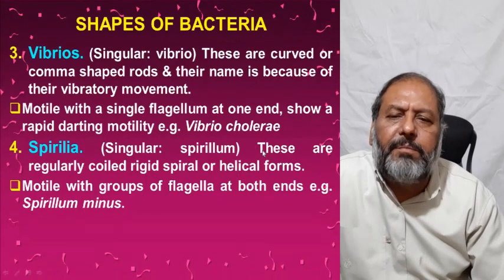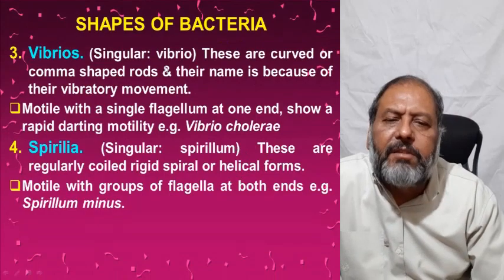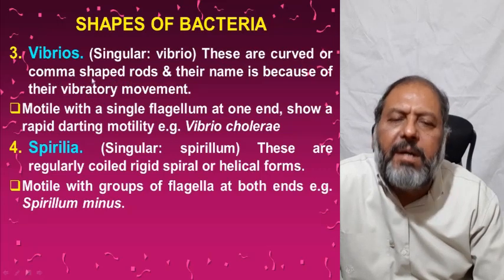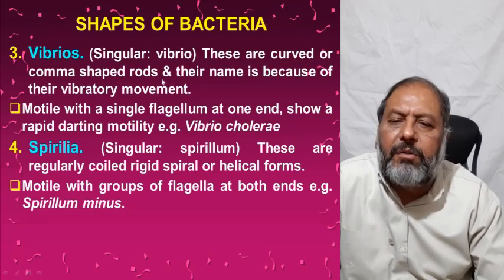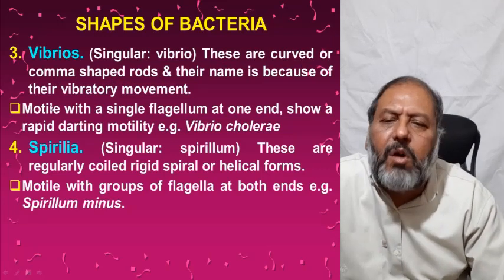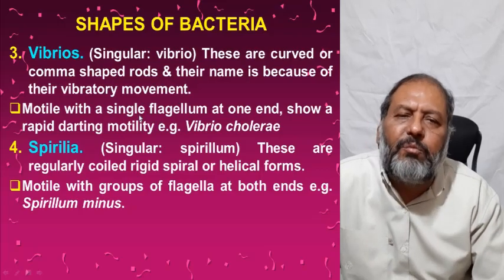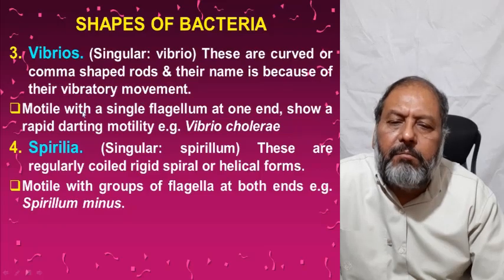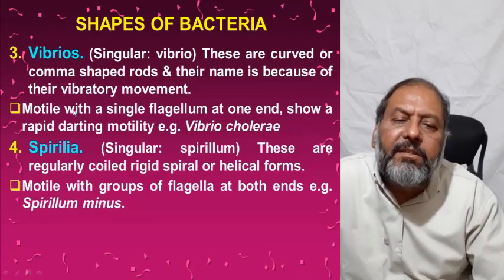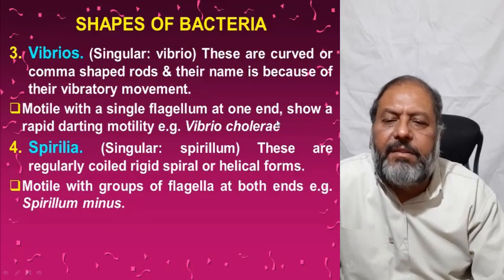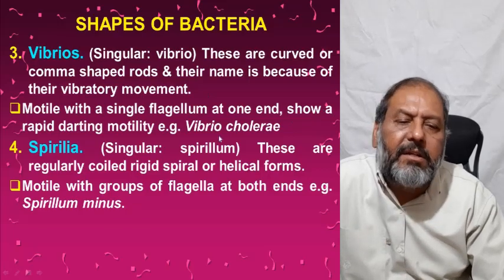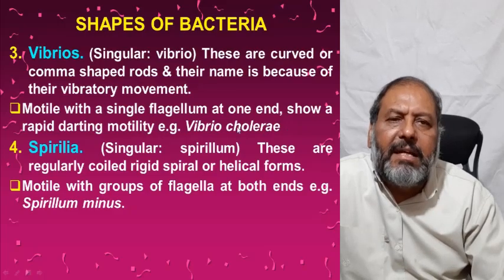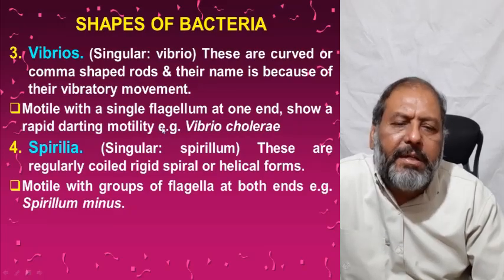Similarly, the other shapes of the bacteria are the vibrios. The singular is vibrio. These are curved or comma-shaped rods, and their name is because of their vibratory movement. They are comma-shaped and have a different movement from the bacilli. It means they are motile with a single flagellum at one end, and they show a rapid darting motility, as in the case of Vibrio cholerae. So they just shoot like a gunshot from one place to the other.